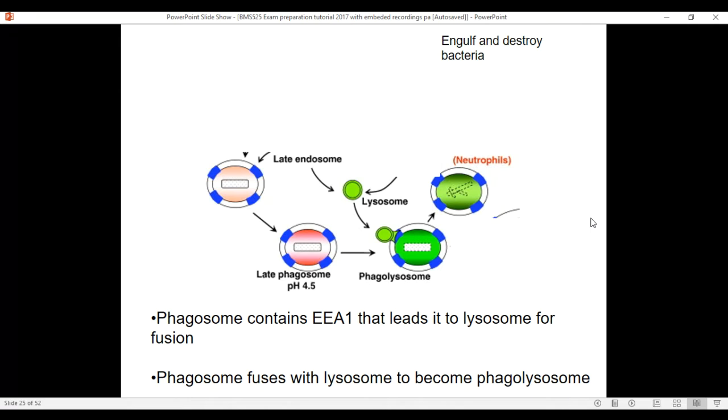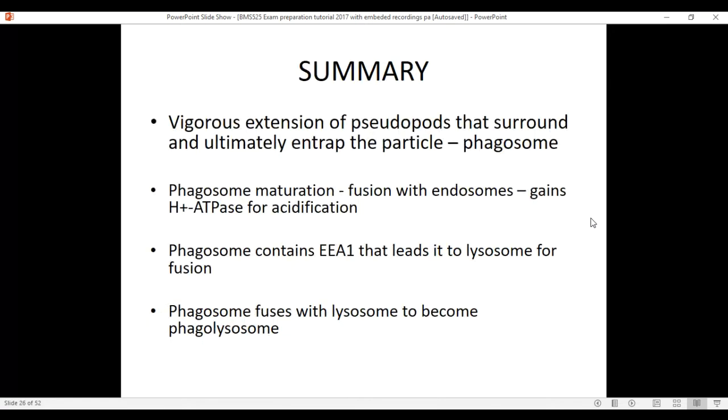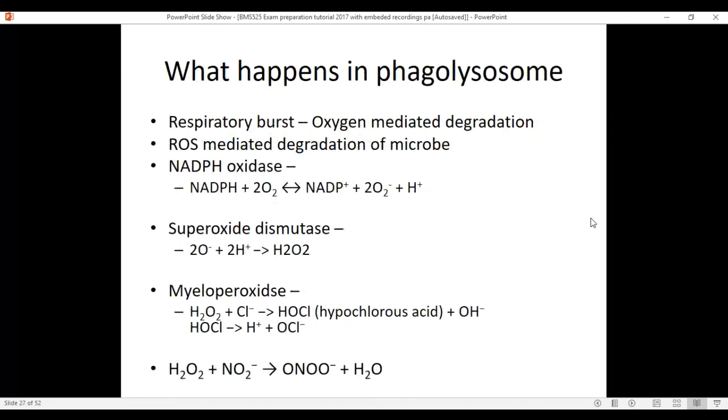So now we have an acidified phagosome. The big event that has to occur is that this late phagosome has to fuse with a lysosome. And when it fuses with a lysosome, it forms a phagolysosome. An important thing to note is that a molecule present on the phagosome called EEA1 enables the phagosome to be directed towards the lysosome to allow for this fusion. At the end of that process, we have the phagolysosome. So that's a summary of that part of the phagocytosis.